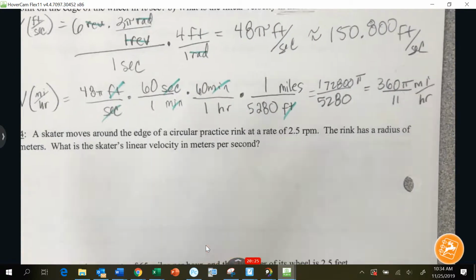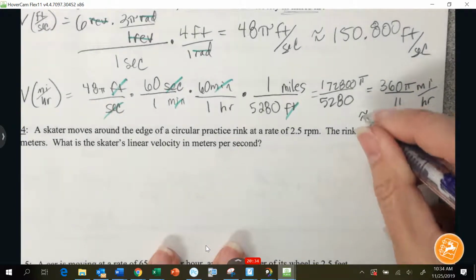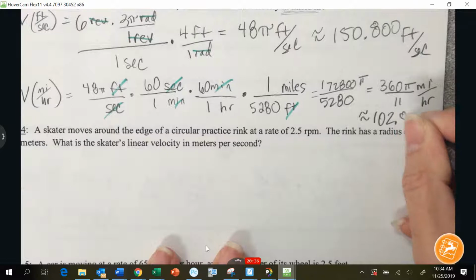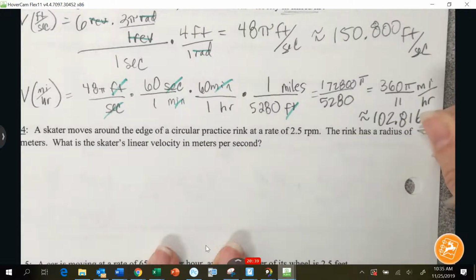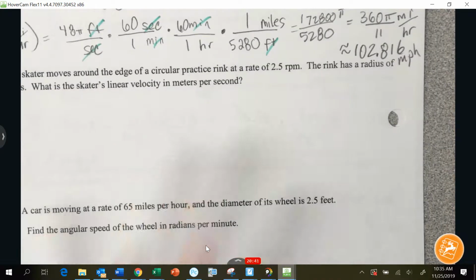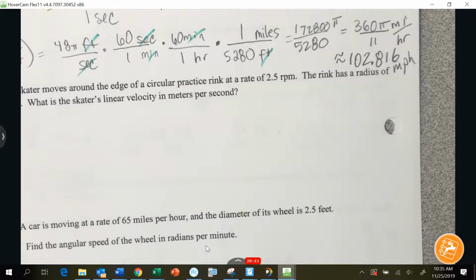So I get 360 pi over 11 miles per hour, but that is approximately 102.816 mph. There we go. You guys are more than welcome to use your calculator. If you do not know how I got 360 over 11 on your calculator, I can go over that with you, because I want you to be able to use your calculator to save yourself some time.